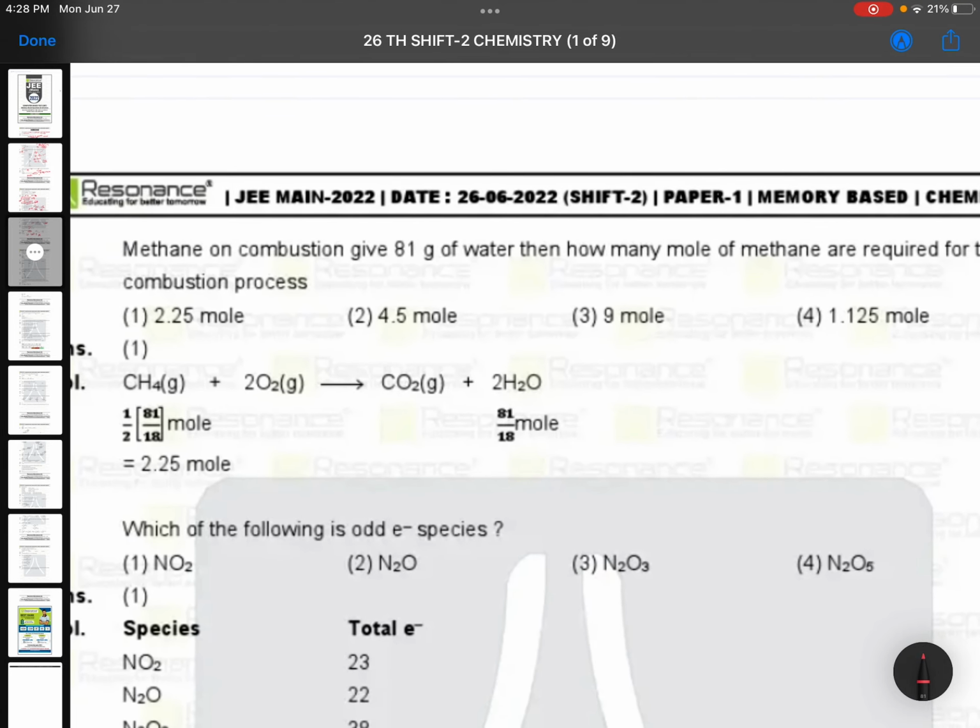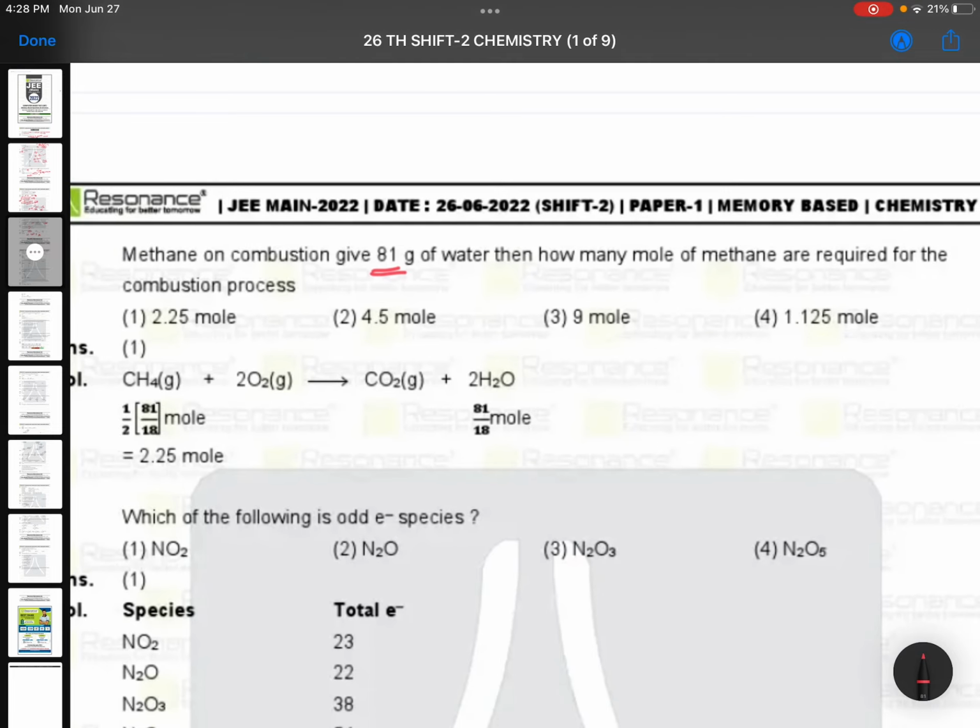Methane on combustion gives 81 grams of water. Then how many moles of methane are required for the combustion process? Simple stoichiometry, an easy stoichiometry question. Stoichiometry is generally tough, but this is a very easy question, because CH4 plus 2O2 gives rise to CO2 plus 2H2O. 81 grams means 81 by 18 moles. 81 by 18 is the moles of water, and this is coming from methane.